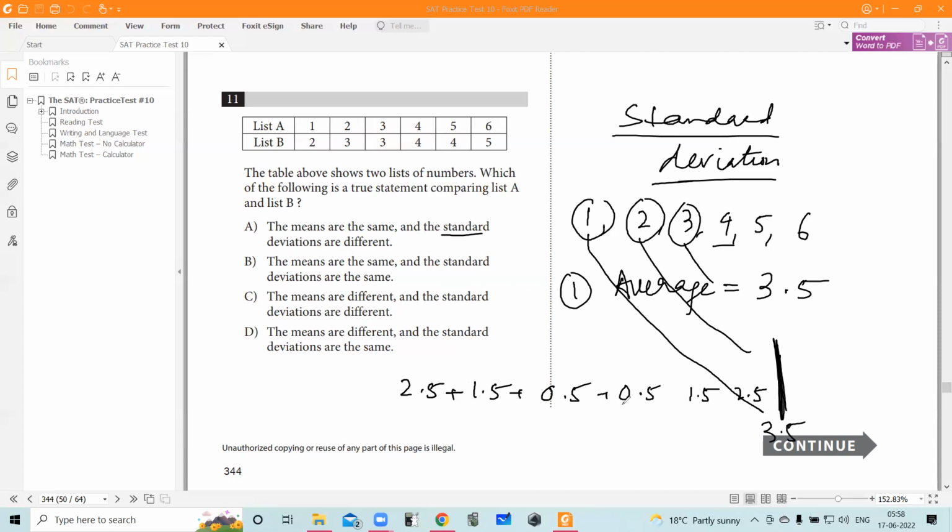So now if you want to calculate the standard deviation, what you'll do is add these numbers and divide by how many there are. 2.5 plus 1.5 plus 0.5 plus 0.5 plus 1.5 plus 2.5 divided by how many? 6. There are 6, right? 1.5. So 1.5 is the standard deviation.